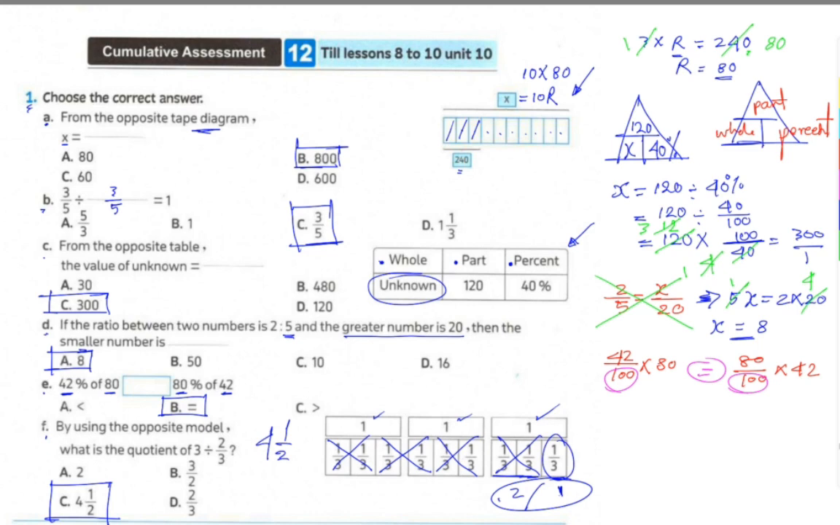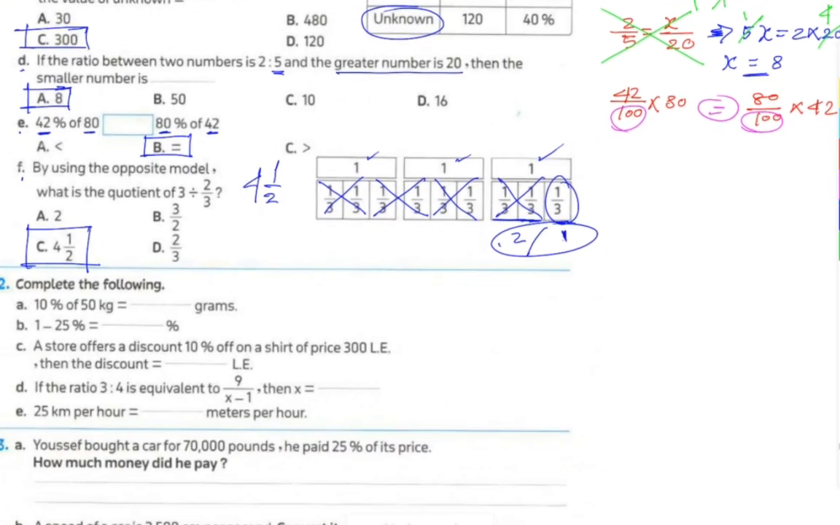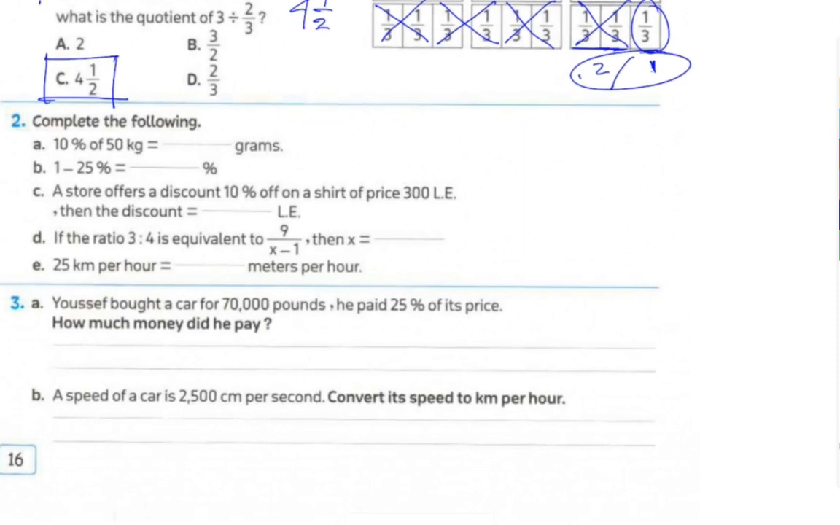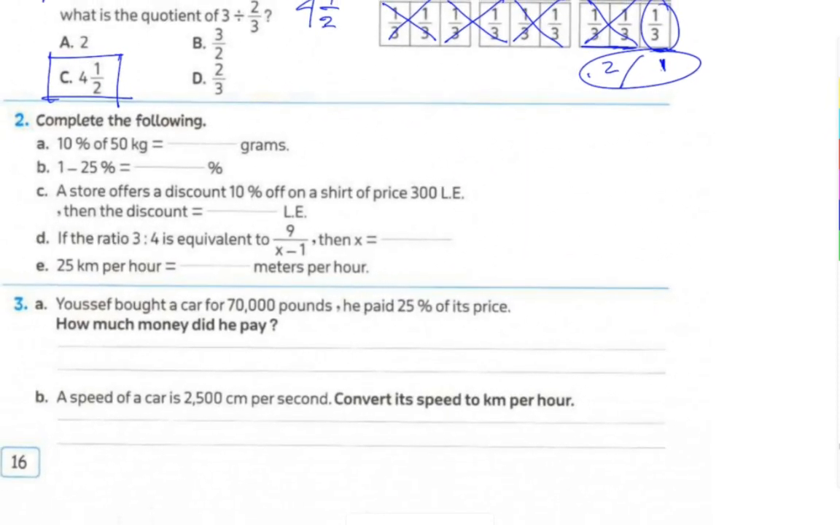Let's go to question number 2. Okay. Question number 2, complete the following. First point, 10% of 50 kilogram equals what gram? Note with me, the first question is 10% of 50. Okay. So I need to convert kilogram to grams. So I will start step by step with you.